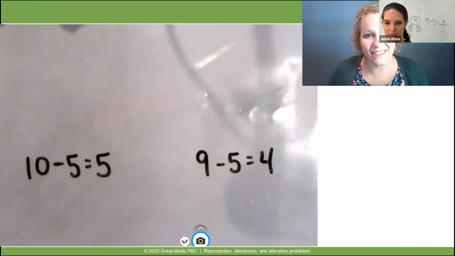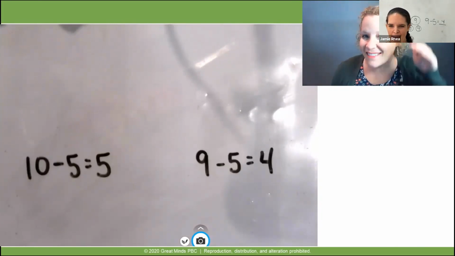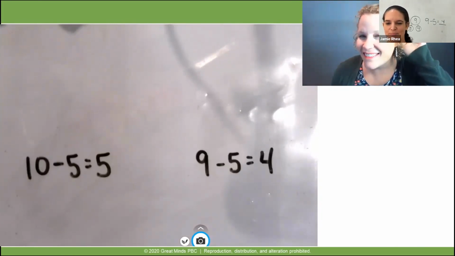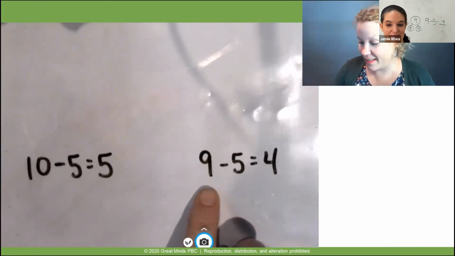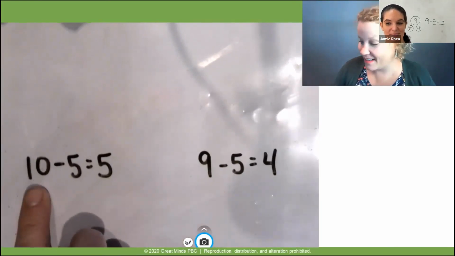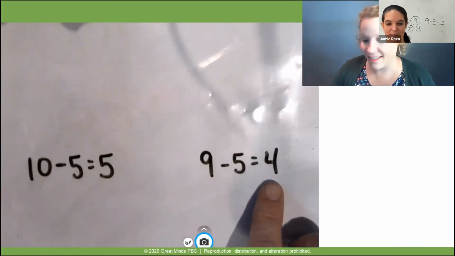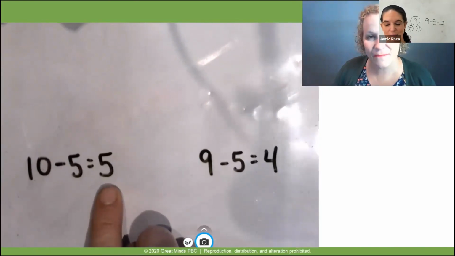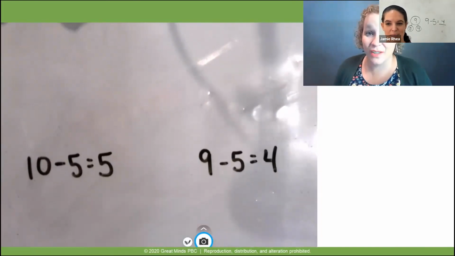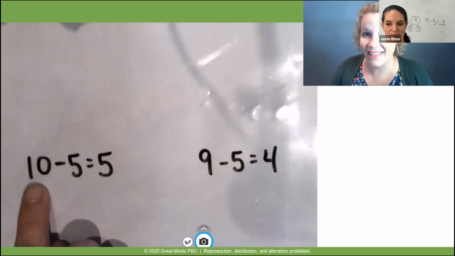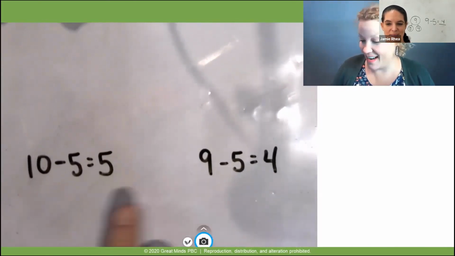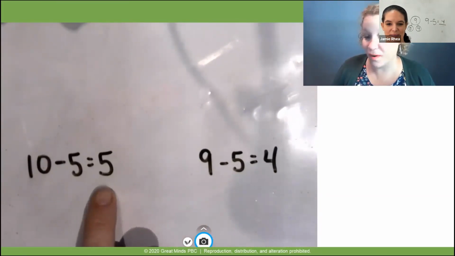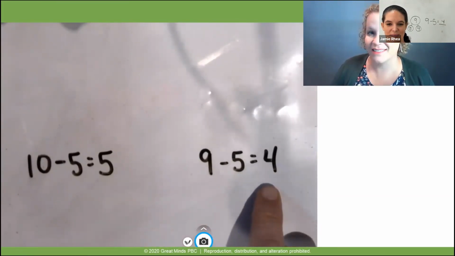How are the number sentences related? Nine is 1 less than 10, and 4 is 1 less than 5. We could also say that 10 is 1 more than 9, and 5 is 1 more than 4.